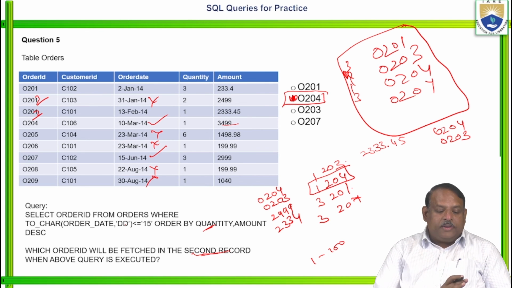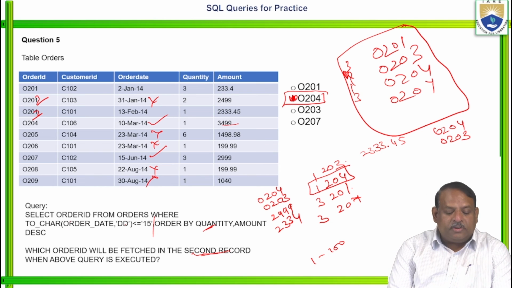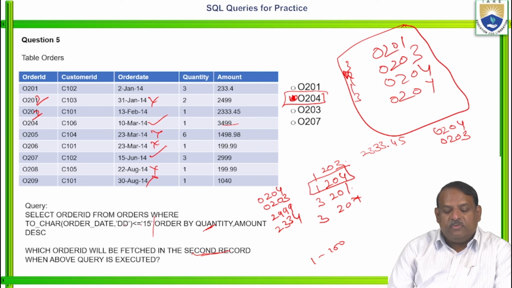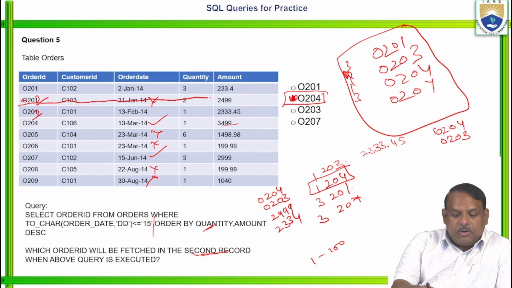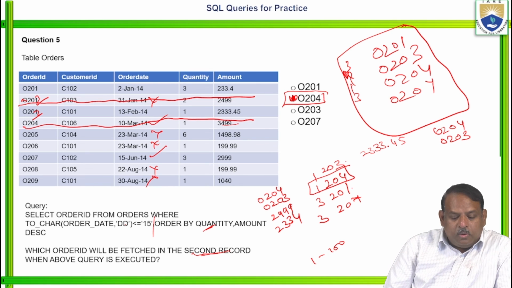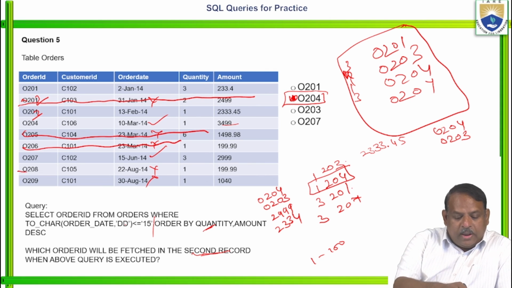In the given table, orders has 9 rows and 5 columns. Here we have to filter the records where the date is less than 15. He is using a function called toChar on the order date, and the date should be less than 15. Now we can safely remove 202. We cannot remove 204. We can remove 205, 206, 208, and 209.